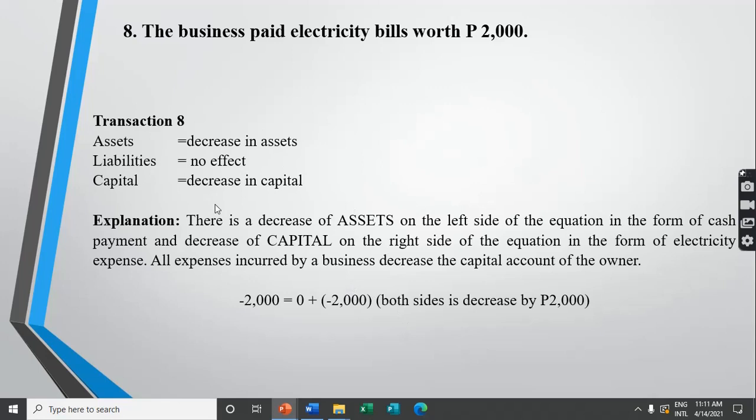So, there is a decrease of asset on the left side of the equation ng 2,000 in the form of cash payment. And decrease of capital on the right side of the equation in the form of electricity expenses. So, both side is decreased by 2,000. So, palagi nating sinasabi, all expenses incurred by the business decrease the capital account of the owner.